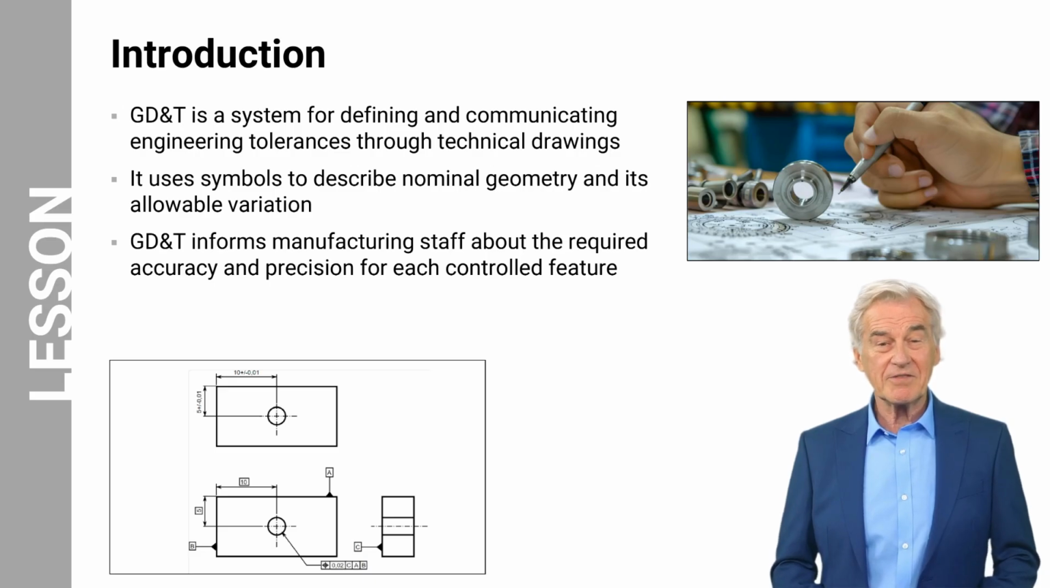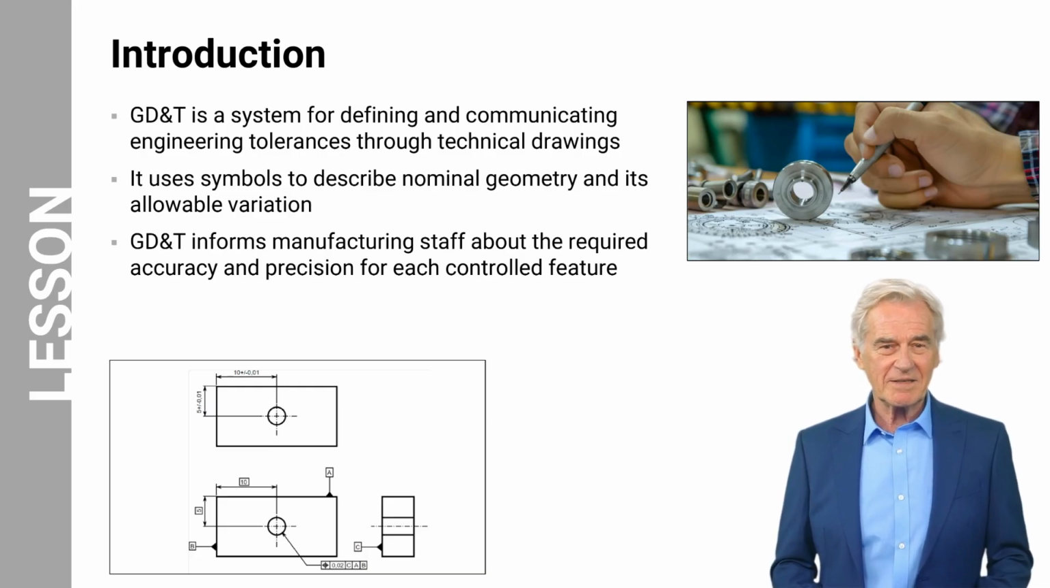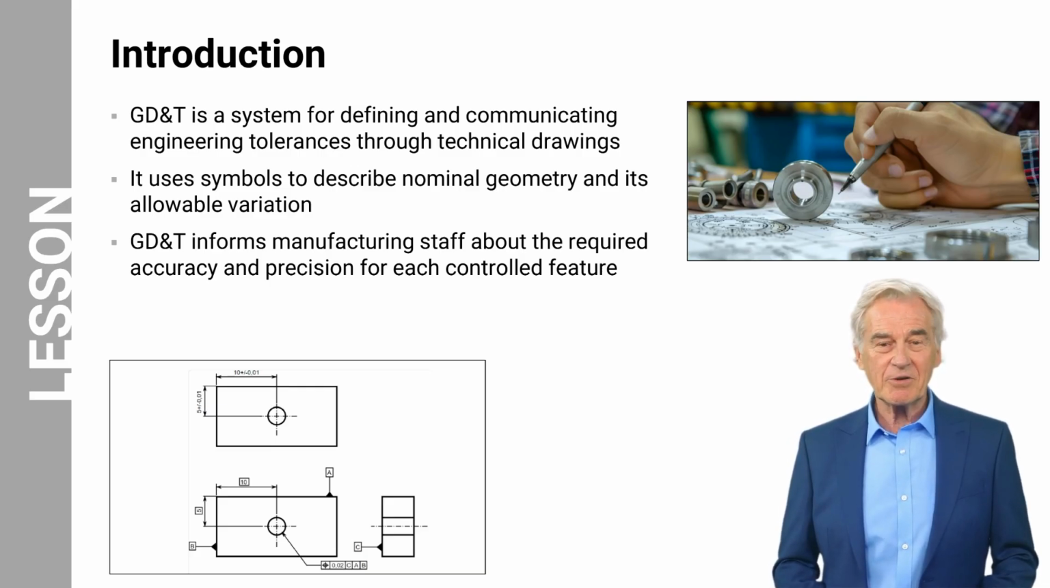GD&T is a system for defining and communicating engineering tolerances through technical drawings. It uses symbols to describe nominal geometry and its allowable variation. It conveys the degree of accuracy and precision needed on each controlled feature of the part to the manufacturing staff. So now that we understand a little bit about GD&T, let's talk about how and why it is so commonly used in the manufacturing industry.